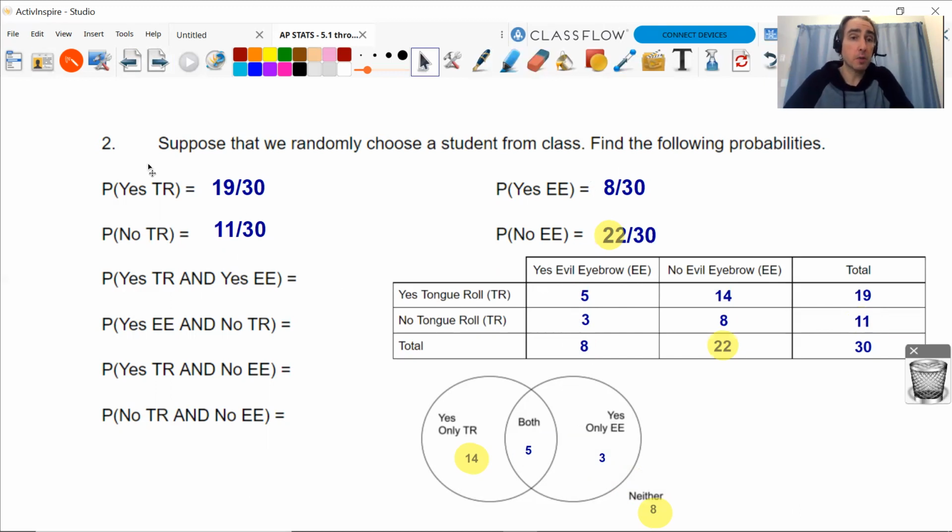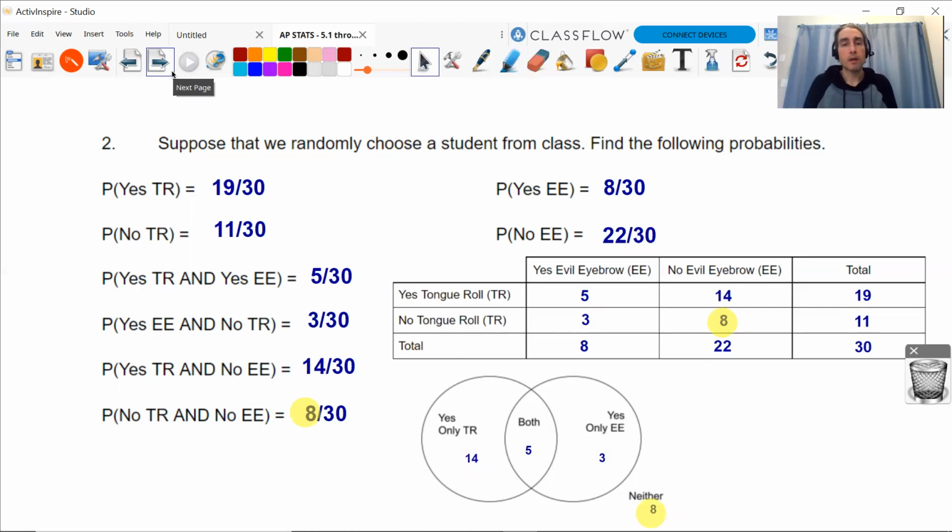Then you can go to your individual cells. So yes TR and yes EE, well, that's going to be 5 out of 30. Yes EE and no TR, that's 3 out of 30. Yes TR, no EE, 14 out of 30. And finally, no to both, 8 out of 30. Whether you use a table or Venn diagram, you can get those probabilities.